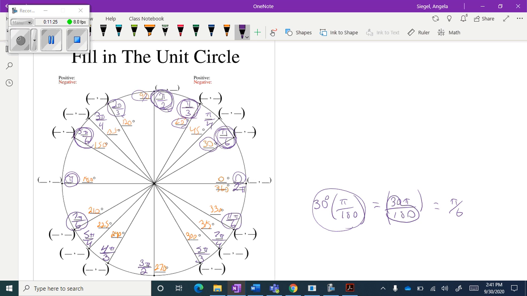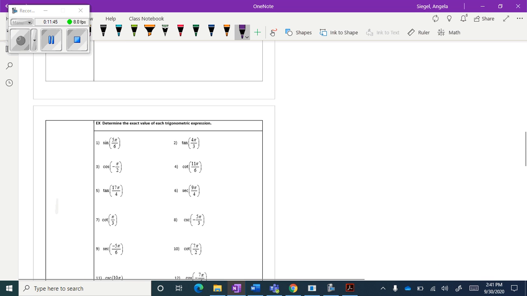So when you go by 30s, you're going up by 1/6 every time. When you go up by 45, that's going to be 1/4 every time. So 1/4, 2/4, 3/4, 4/4. So there are some patterns there that you can fall back on. So we're going to move back and forth.